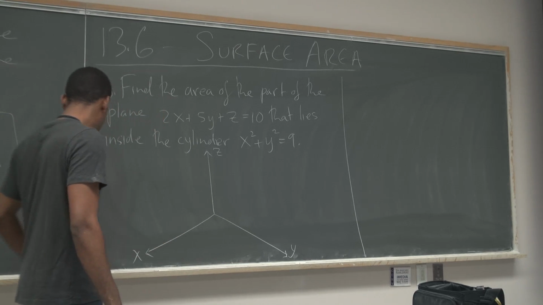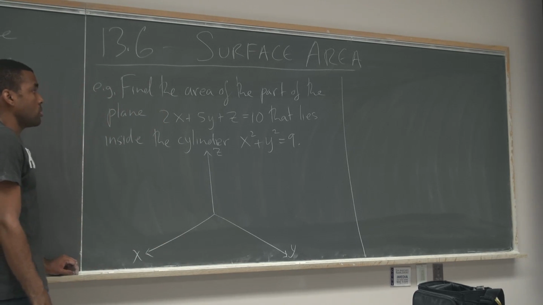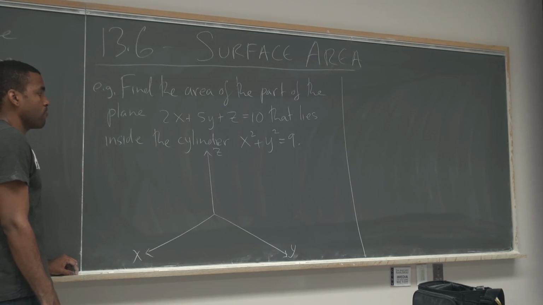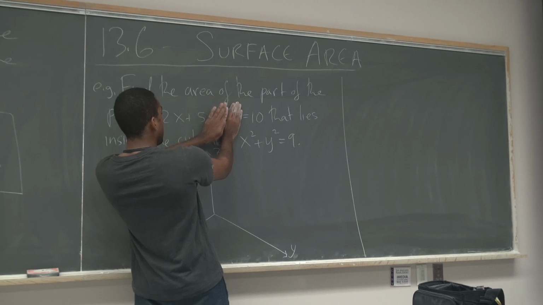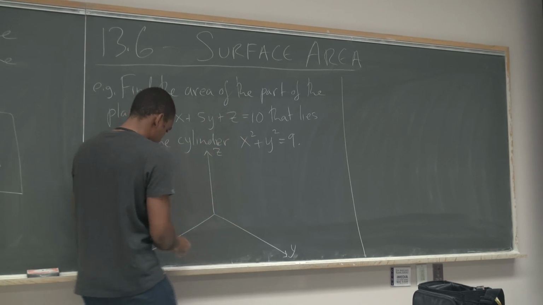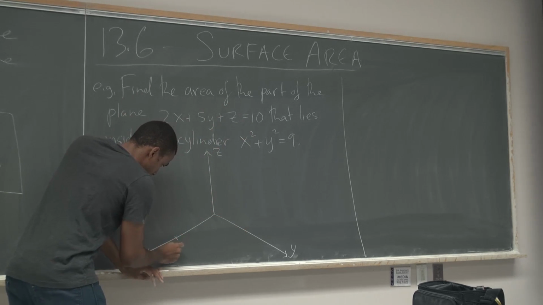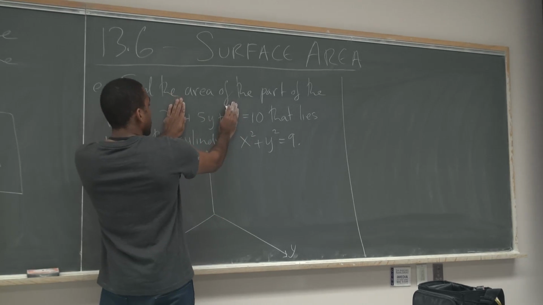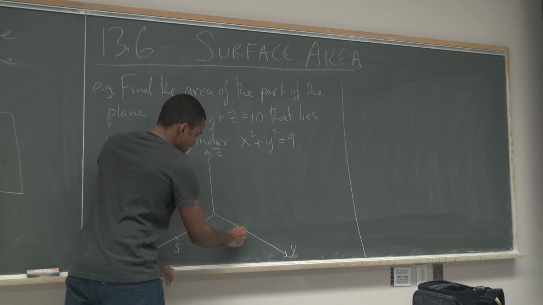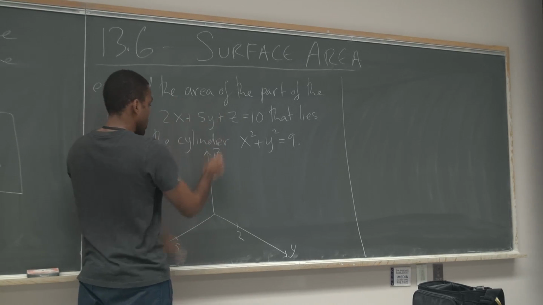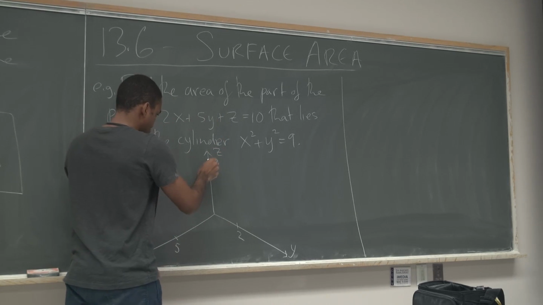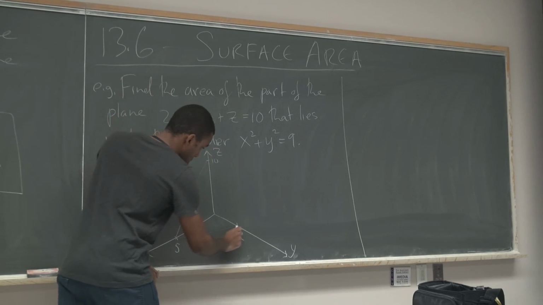What does this guy look like? The x is 5, y is 2. Right. So I'm going to graph the plane first. Plug in z and y equals 0, x equals 5. So this is going to be at 5. Plug in x and z equals 0, y equals 2. Plug in x and y equals 0, z equals 10. So my plane sort of looks like this.